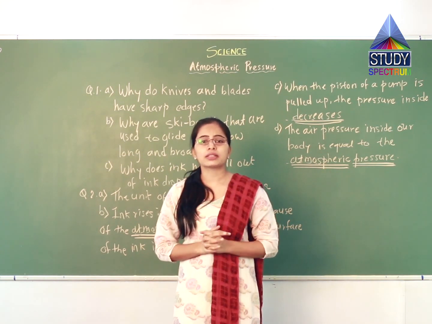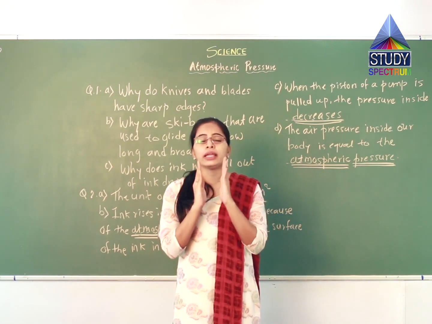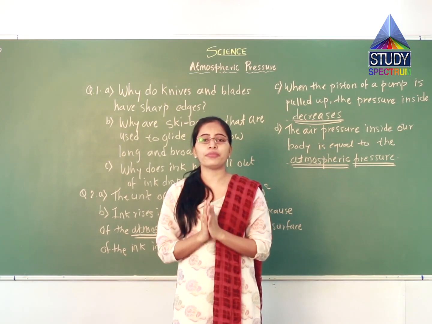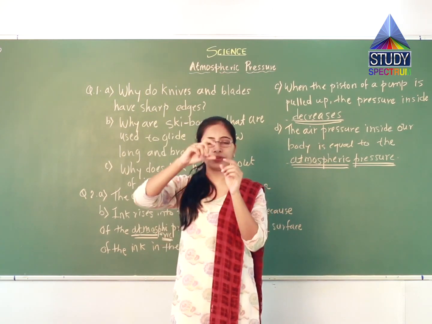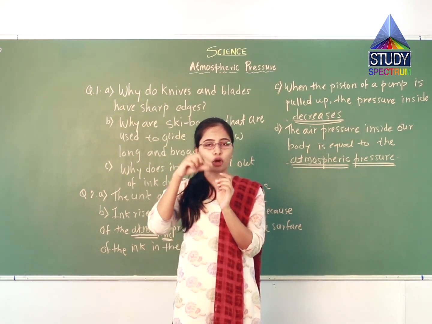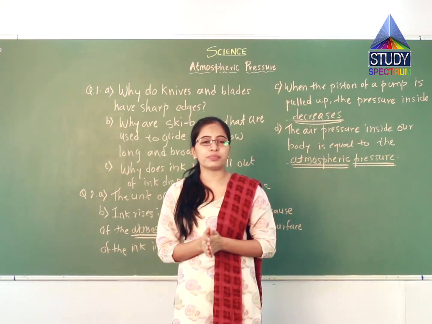Here we have the next question. What is the characteristic of the cap of an eye drop bottle? Here the answer is, the cap of the eye drop bottle is fitted with a dropper. You must have seen that it is fitted with a dropper so that it is easy to put the eye drop inside the eye. So this is the answer, very simple thing.